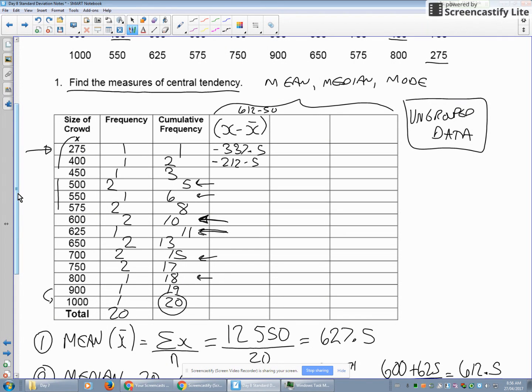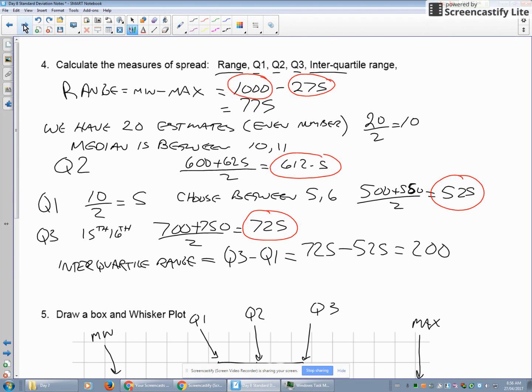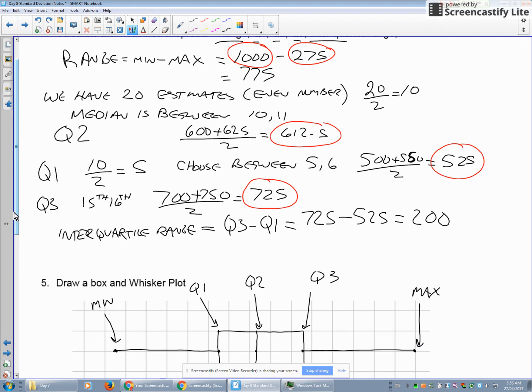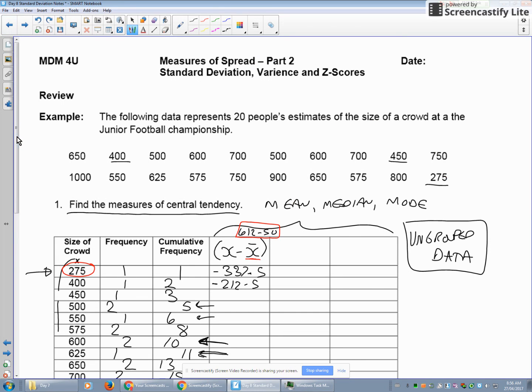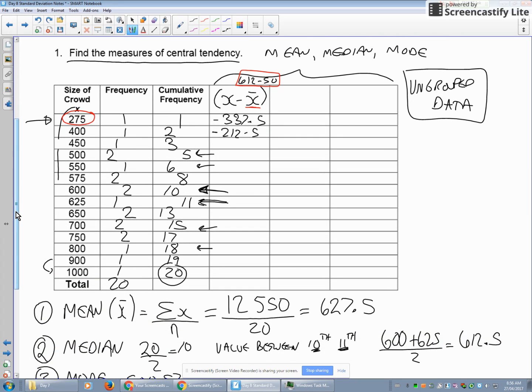Okay, so what we're doing is we're taking our x value, 275, and subtracting our mean, which we calculated to be 612.5. I'm just going to confirm that. Our mean, quartile 2, 612.5. This is equal to our mean of the population. And I'll pause the video right now. We're just going to go through and fill out that entire chart.